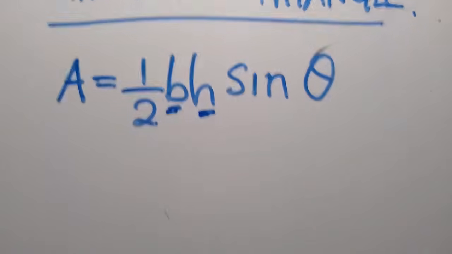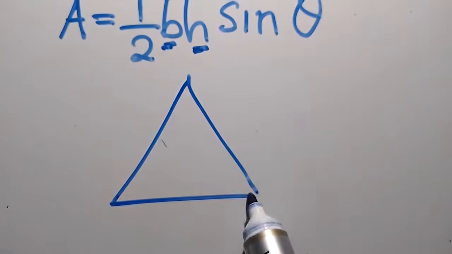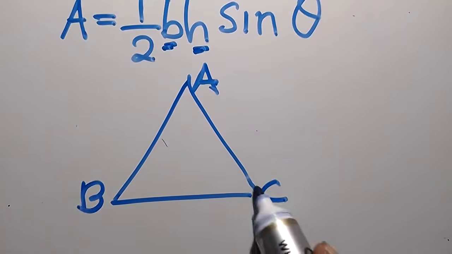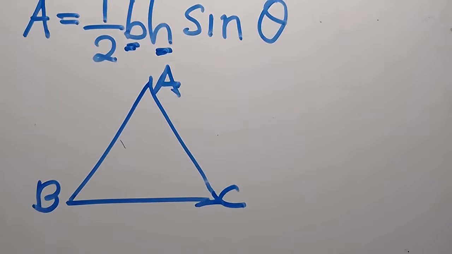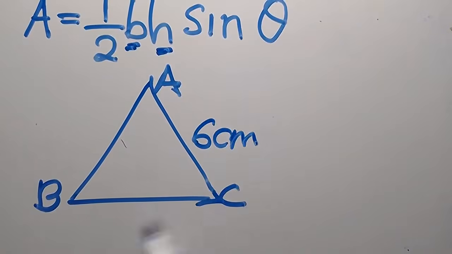Have you seen? So for example, you are given this triangle where you've got A, B, and C, something like that. Then you are told to find the area of this triangle. 6 centimeters, 8 centimeters.